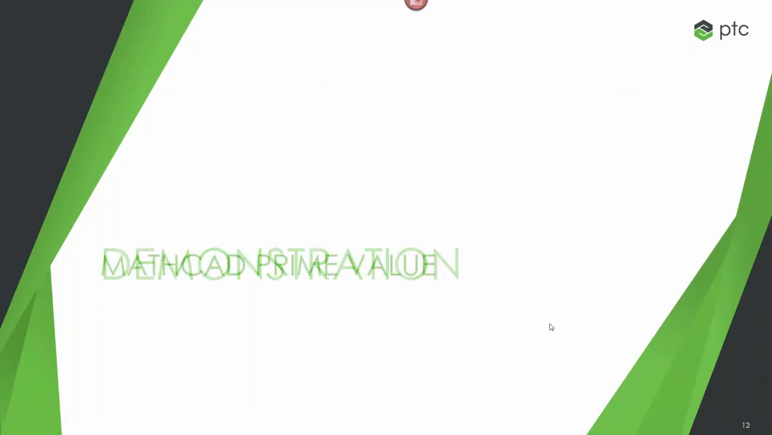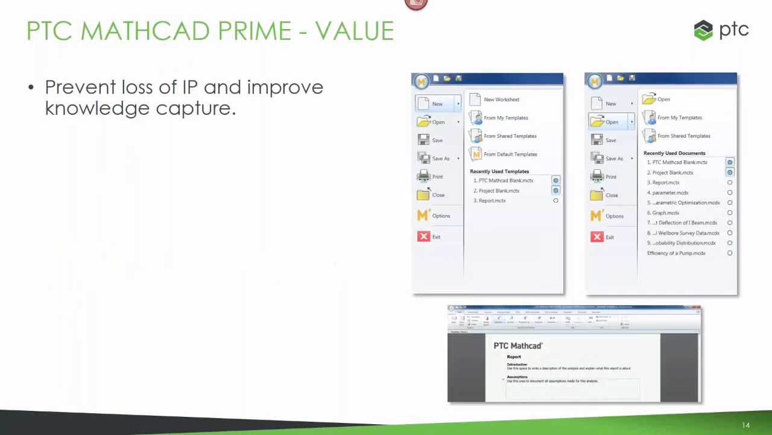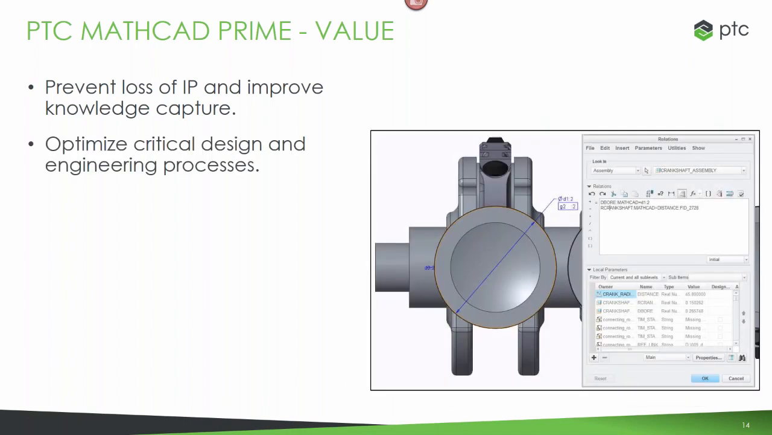So now, just to recap on what we saw here. The whole goal of Mathcad is to provide value to you. So how can this provide value? Prevent loss of IP and improve knowledge capture, so keep everything organized and storable. Overall, be able to optimize our design and keep this more closely linked up to the whole engineering process.